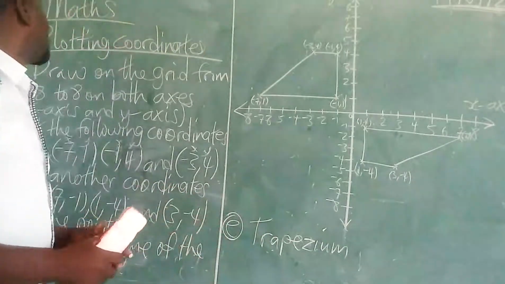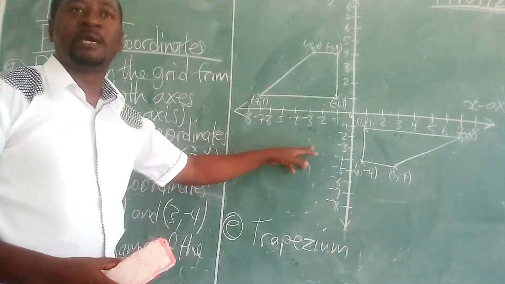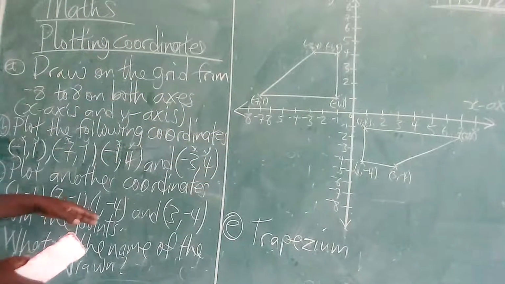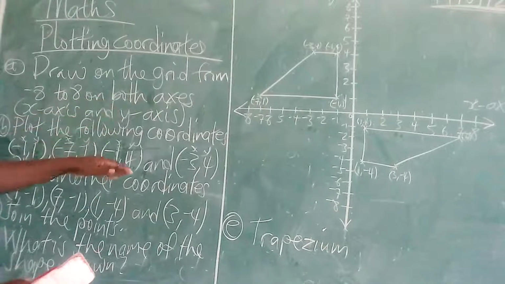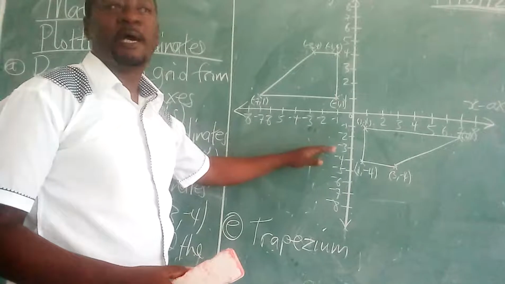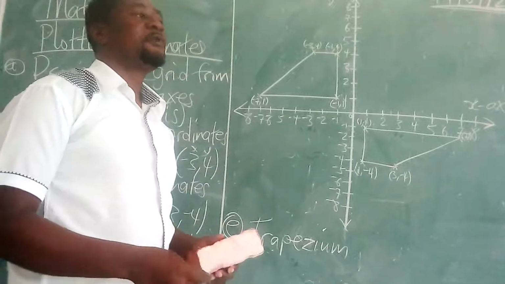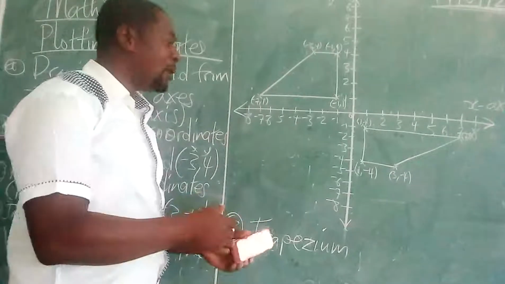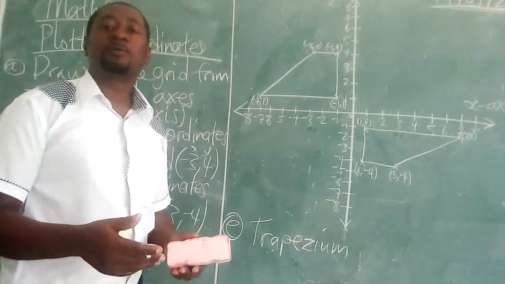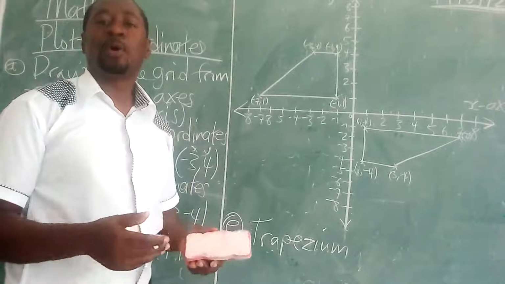Now, in drawing or plotting coordinates, you have to take the questions one by one, and as you take them one by one, you'll be able to solve them easily. So I know that from what you learned yesterday and now, you have understood how to plot coordinates. Thank you and God bless you.